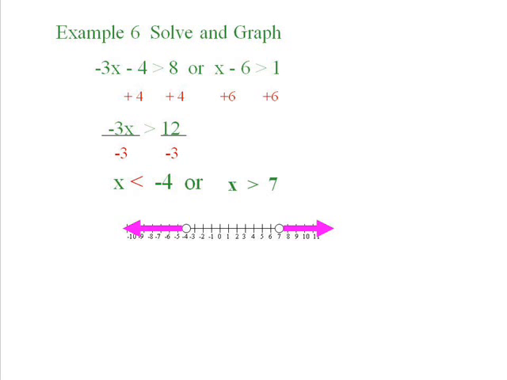-3. Oops, we said we're dividing by a negative. You know what that means.